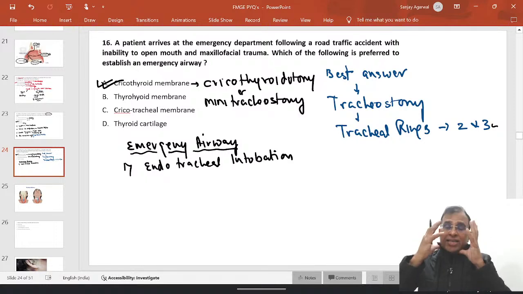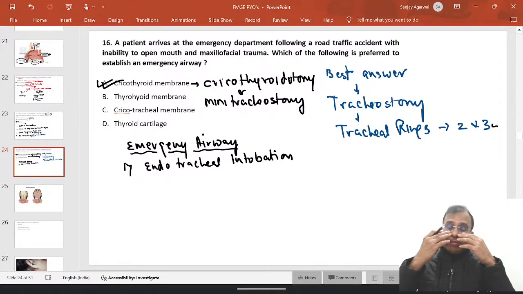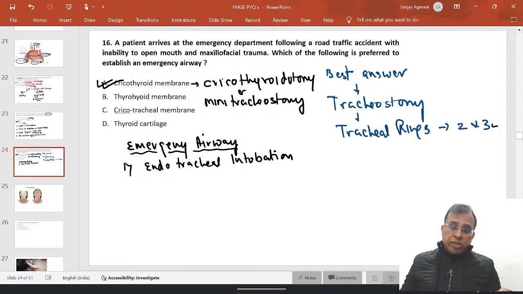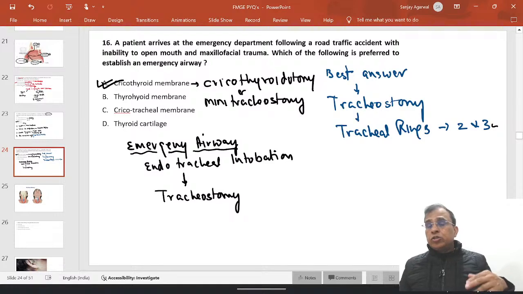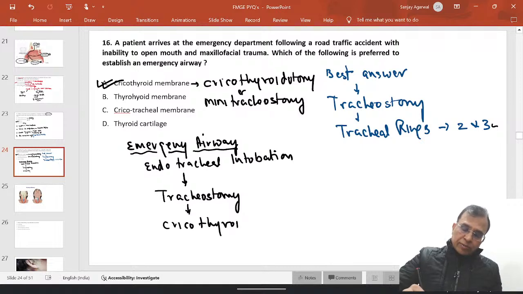That's why the mouth cannot be opened is given there, and with the maxillofacial trauma, that means the nose and the maxilla are also gone. That means it is telling you we are not able to do endotracheal intubation. The next thing, if this is not possible, is to do a proper tracheostomy. It's called emergency tracheostomy, which is done in tracheal rings 2 and 3, like I told you. And if this is also not possible, then we do cricothyroidotomy, in that sequence.